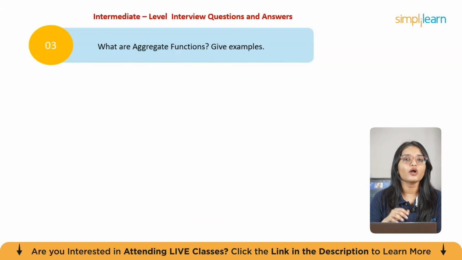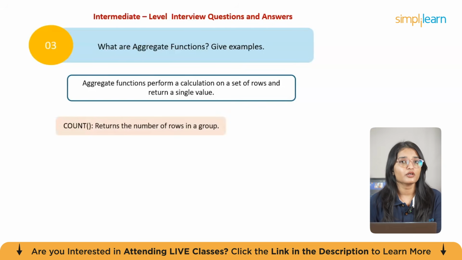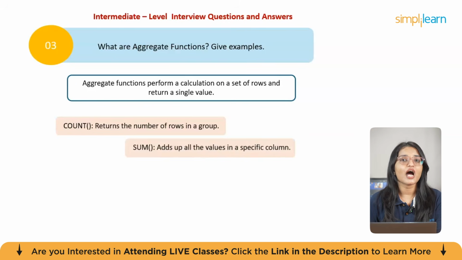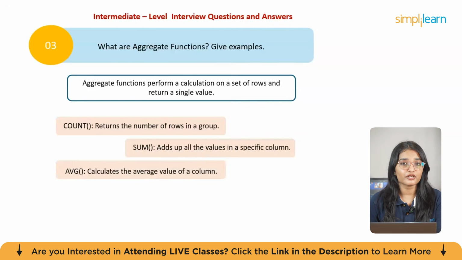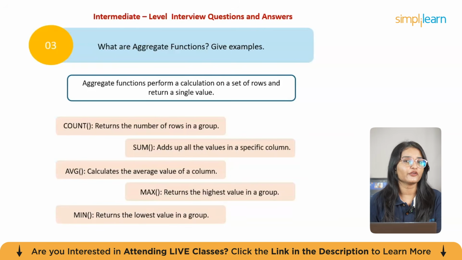Next question is, what are aggregate functions? Give examples. Let's look at the answer. Aggregate functions perform a calculation on a set of rows and return a single value. They are essential for summarizing data. COUNT returns the number of rows in a group. Next is SUM, which adds up all the values in a specified column. Next is AVG, which calculates the average value of a column. Next, we've got MAX, which returns the highest value in a group. MIN returns the lowest value in a group.